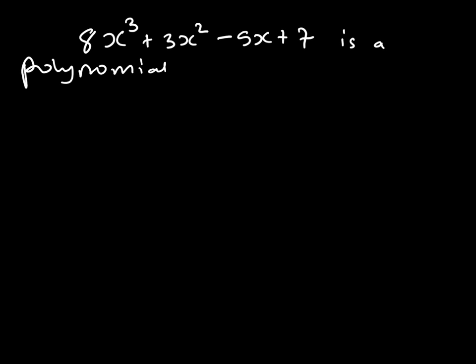So since we are saying that the highest power gives us the degree of the polynomial, what will be the degree of this polynomial? 8x cubed plus 3x plus 7, okay, is a polynomial of the third degree.